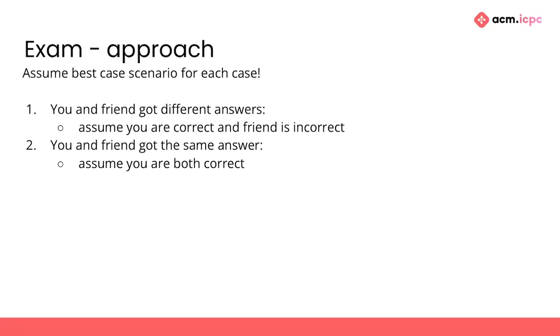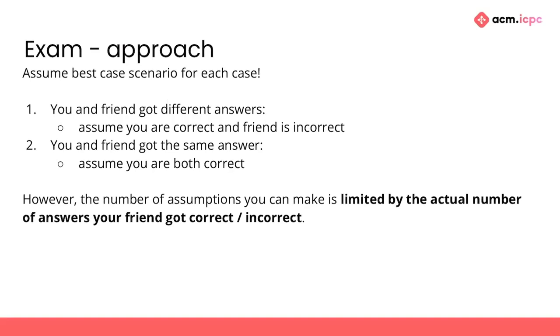So now what do we do in these 2 cases? Since our goal is to find the maximum possible score that you got, we want to assume the best case scenario. When you and your friend get different answers, you want to assume that you are correct and your friend is incorrect. On the other hand, if you got the same answer, then you can assume that both you and your friend are correct. However, we can't just keep making the assumption for every single answer, because then the maximum score you got would just be the perfect score. The number of assumptions you can make is limited by the actual number of answers your friend got correct or incorrect.